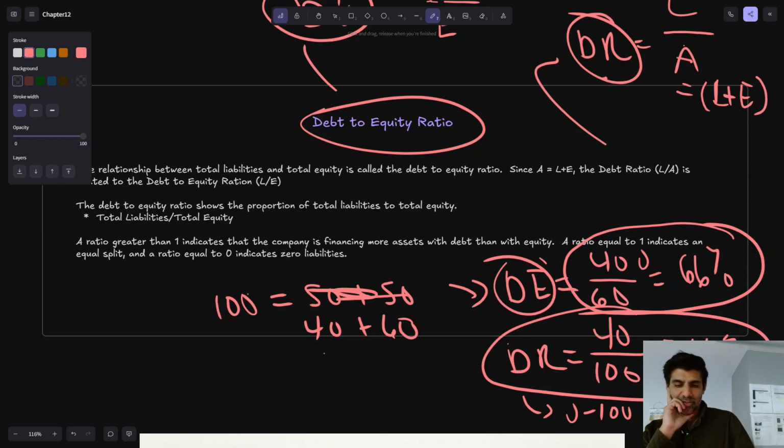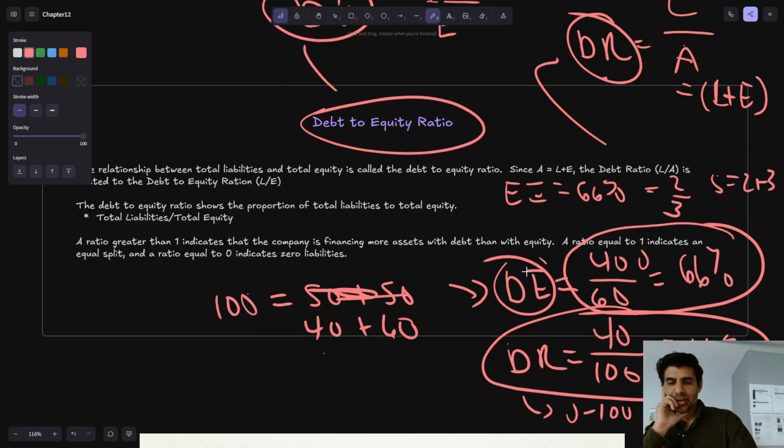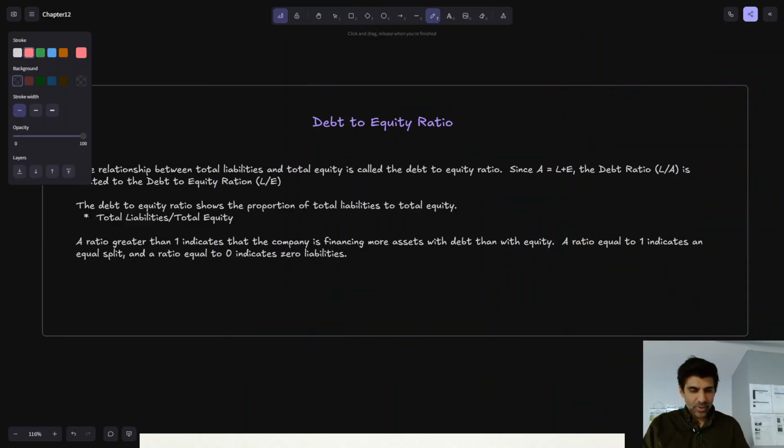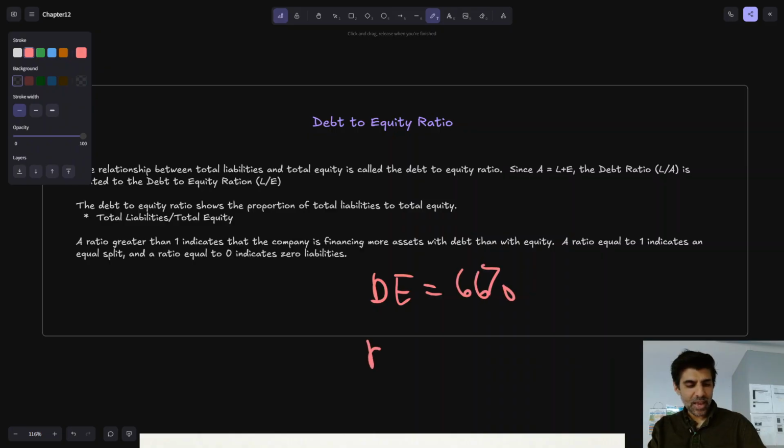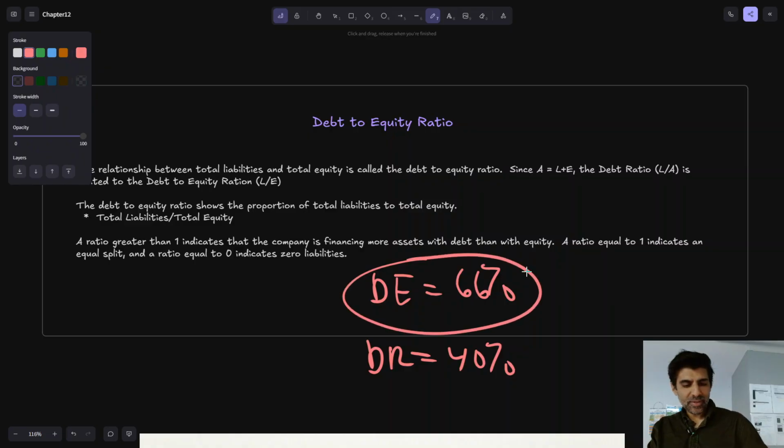Let's see, how would I get back if I knew the debt to equity ratio was 66%? You would know that it was 2/3, and you could be like 5 equals 2 plus 3. So I kind of just did it. Let's say you had a debt to equity ratio. So I just did the math where debt to equity is equal to 66%, and that's the same as a debt ratio of 40%. So I can get from this to this.